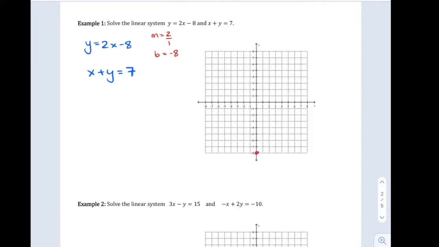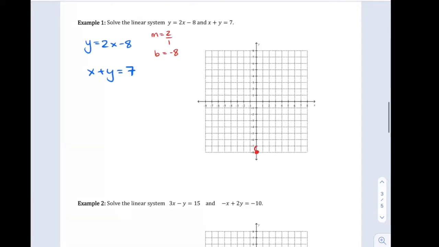So when I graph it, I'm going to put a dot for the b value, the -8, the y-intercept, right on the y line. The slope is 2, so I'm going to rise 2, run 1. And I'm going to rise 2, run 1. And I'm going to continue that pattern all along as many times as I like. And draw a line through those points to represent the line that we've just graphed.